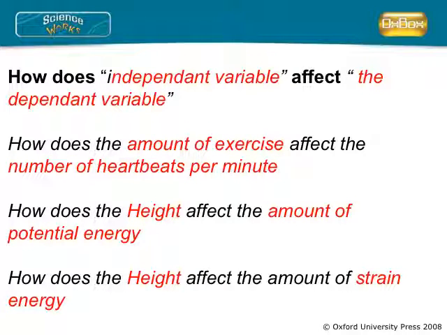These are a few examples. How does amount of exercise affect the number of heartbeats per minute? Okay, so here's our independent variable and here's our dependent variable. Here's another one. How does the height of a ball affect the amount of potential energy the ball has? These aren't great because we could do with a little bit more information, but they'll do for now. How does the height of a ball affect the amount of strain energy that it has? So again, it's just insert your independent and your dependent variables there.